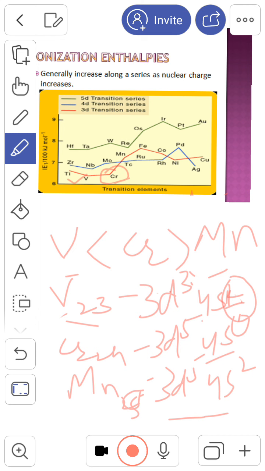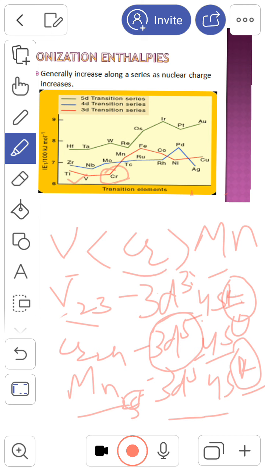But in this case, we have to remove the electron from the 3d orbitals, which has exactly half-filled configuration, and it requires more energy to knock out an electron from an exactly half-filled, stable configuration. And in the case of manganese, we are left with a 4s1 electron, and we can easily remove this second electron. That's why manganese has a lower second ionization enthalpy than chromium.